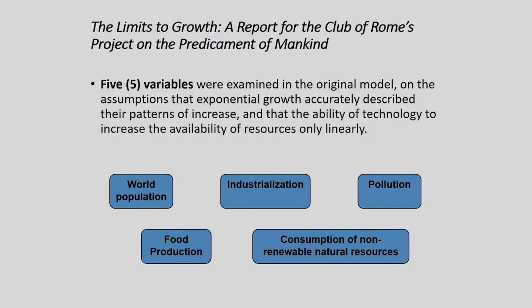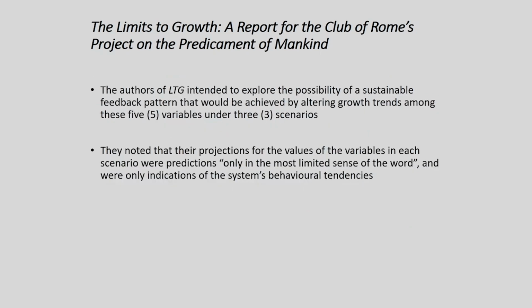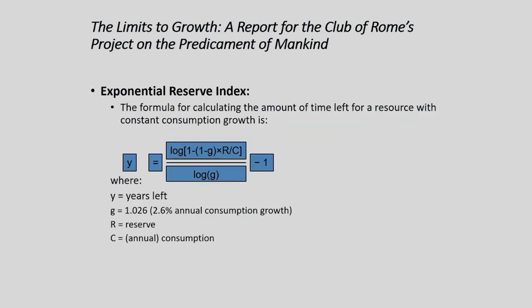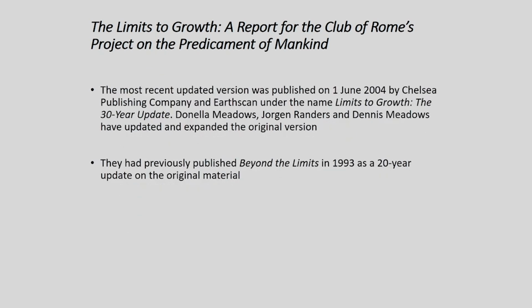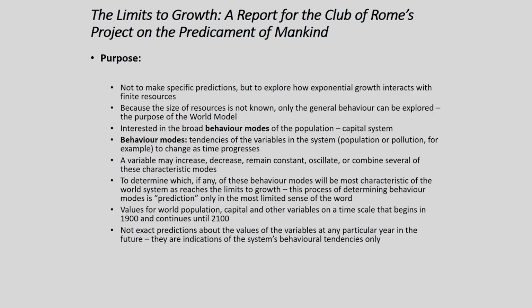Those 5 variables that we examined included world population, industrialization, pollution, food production and resource depletion, the consumption of non-renewable natural resources. We have also discussed the exponential reserve index, commodity reserve extrapolation, what kind of conclusions the authors of LTG derived, and what the behavior modes were, which refer to the tendencies of the variables in the system. Those variables, be it pollution, population, food production, resource depletion or industrialization, change as time progresses, right?